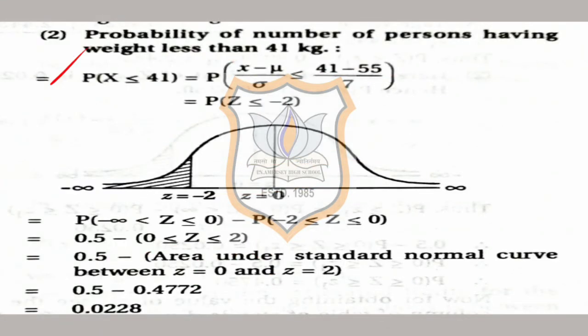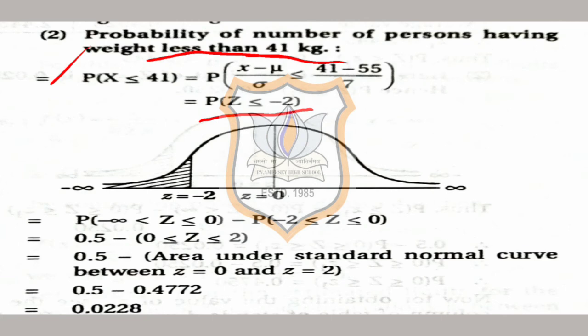Now let's solve the second part of this. The number of persons having weight less than 41. So let us first of all find the value of Z. What is Z? 41 minus 55 by 7. That is minus 14 by 7, that is minus 2. And it is less than 41, so the probability will be Z less than or equal to minus 2.